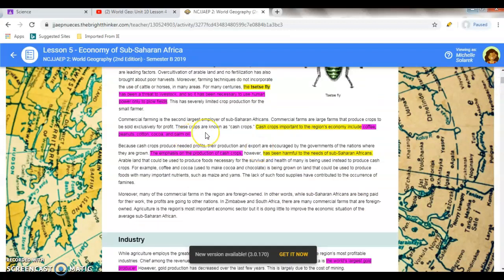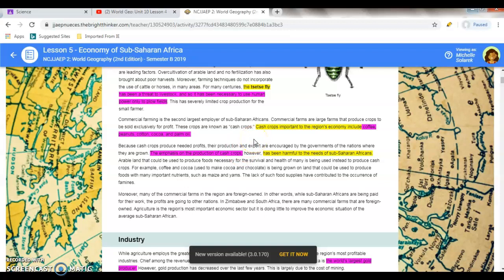Commercial farming is the second largest employer of sub-Saharan Africans. Commercial farms are large farms that produce crops to be sold exclusively for profit. These are known as cash crops, which are important to the regional economy, and include coffee, peanuts, cotton, cocoa, and palm oil.